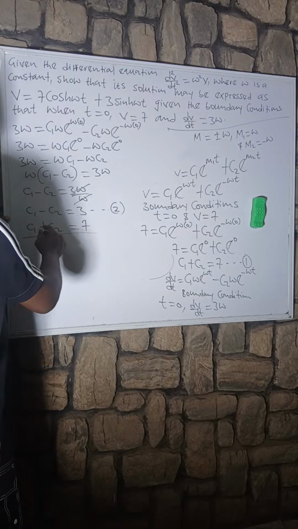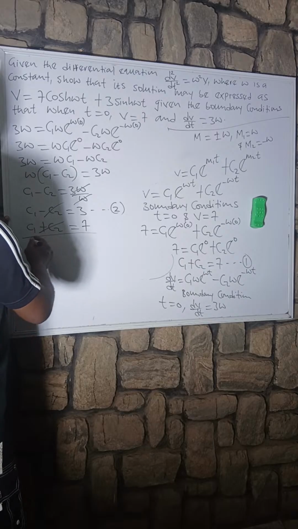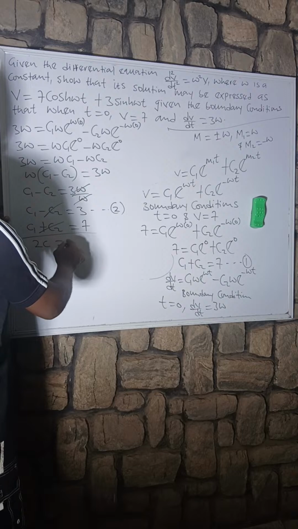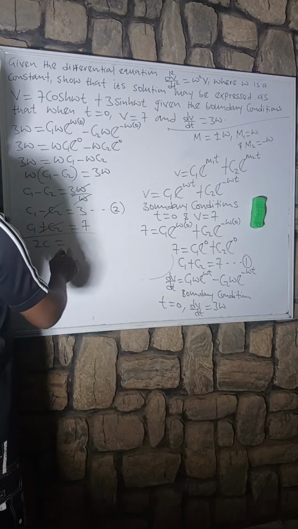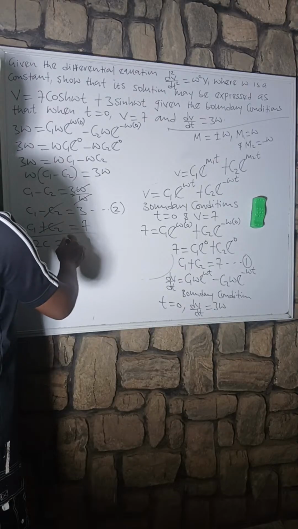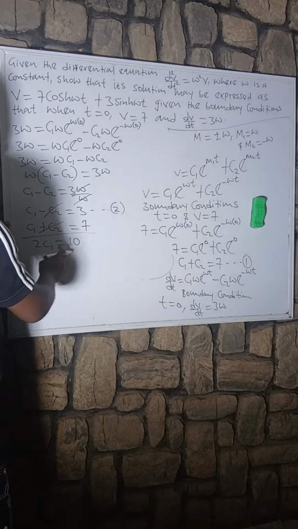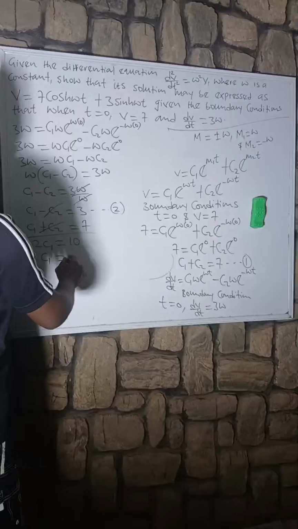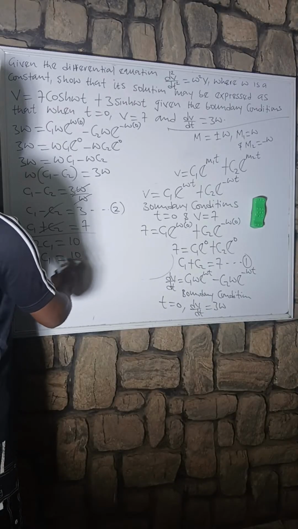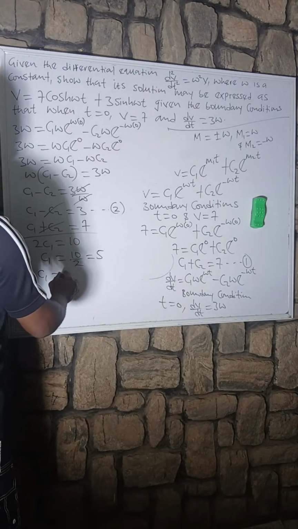So if we apply elimination method, this and this will cancel. So it means here is 2c1 equals this plus this. This plus this is 10, right? 2c1 equals 10. So when you divide by 2, you are going to have 10 over 2, which is equal to 5. So our c1 is equal to 5.